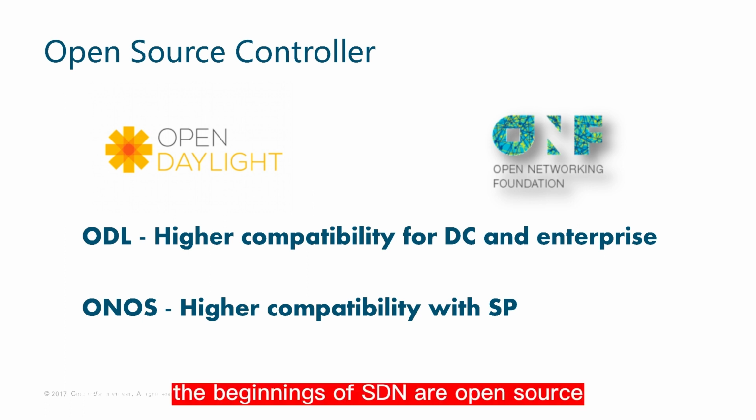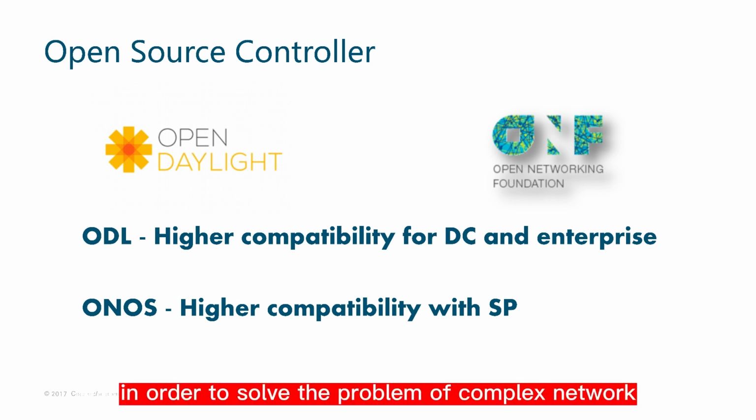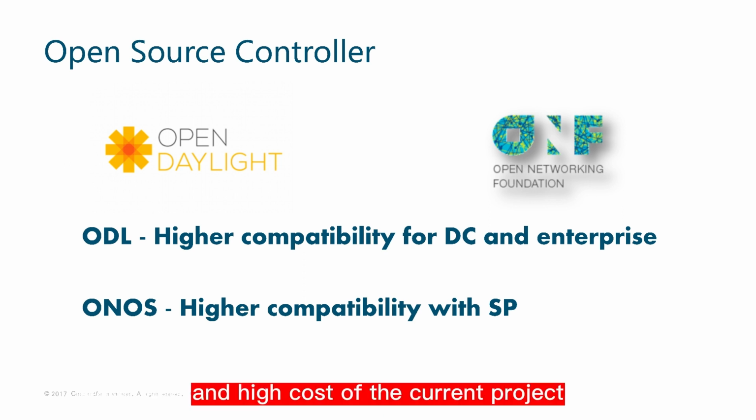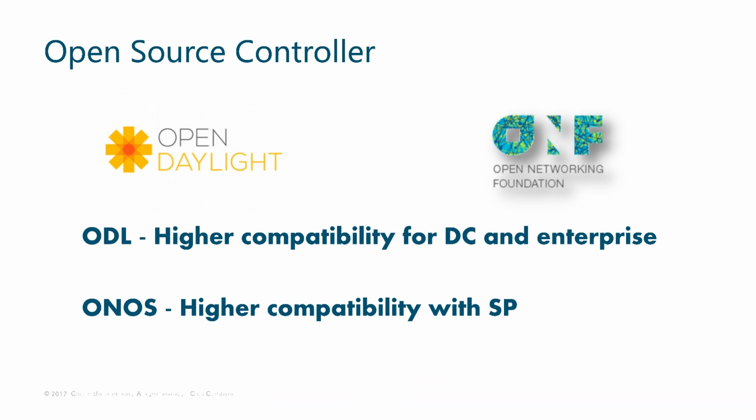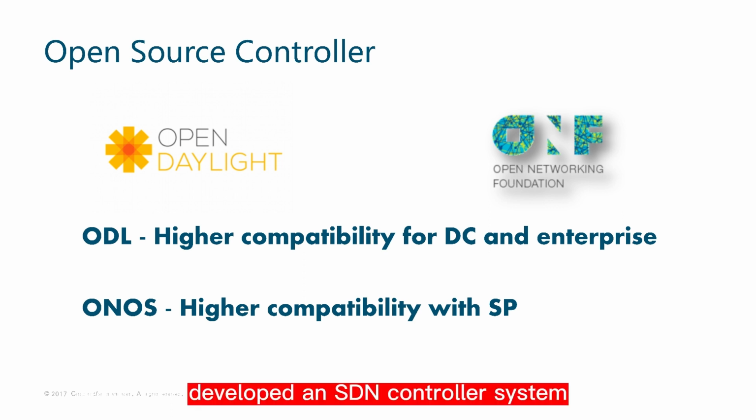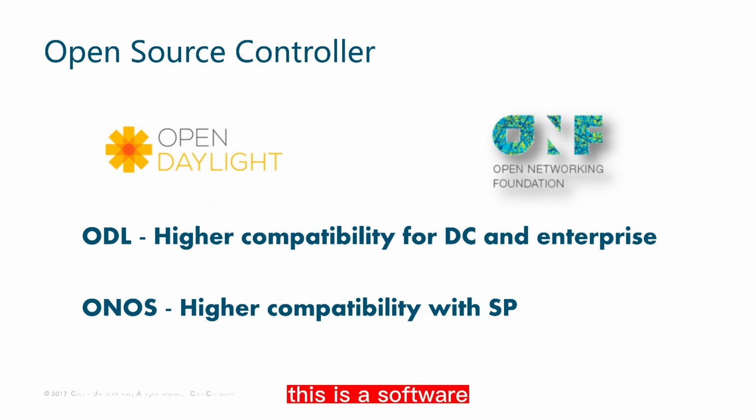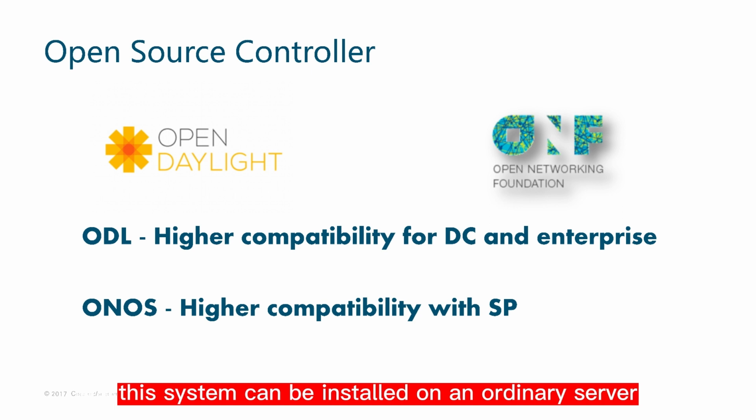The beginnings of SDN are open source. It was started based on the Linux system, which is an open source system that supports secondary development. It was originally a professor at Stanford who, in order to solve the problem of complex network and high cost of the current project, developed a system. Notice, it develops a system. It is software. He developed an SDN controller system. It doesn't sell hardware. This is free software.